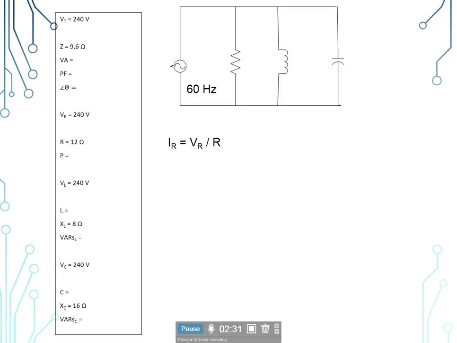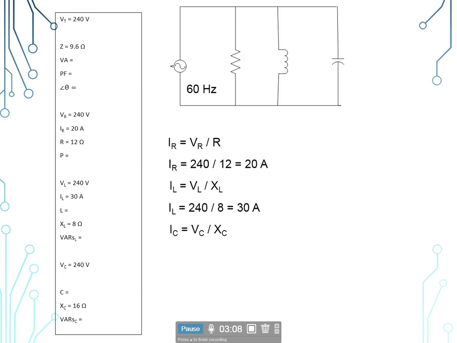Now we're going to find our current at our resistor, so I sub R, and we're using Ohm's law here. I sub R is equal to V sub R divided by R, and so the voltage at the resistor is 240 volts divided by our 12 ohms, giving us 20 amps at the resistor. Now we can find our current at the inductor, which is going to be equal to the voltage at the inductor divided by the inductive reactance. So 240 volts divided by 8 is going to give us 30 amps at the inductor. Now we go to the current at the capacitor, which is equal to the voltage at the capacitor divided by our capacitive reactance. So 240 volts divided by 16 will give us 15 amps for the capacitive branch.